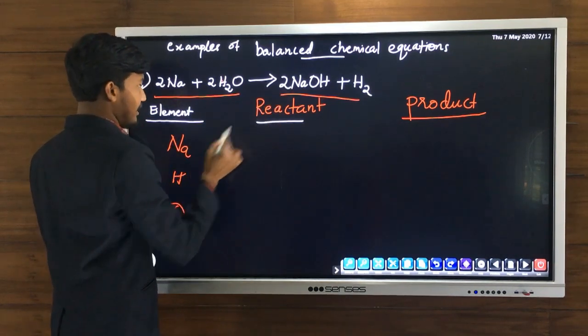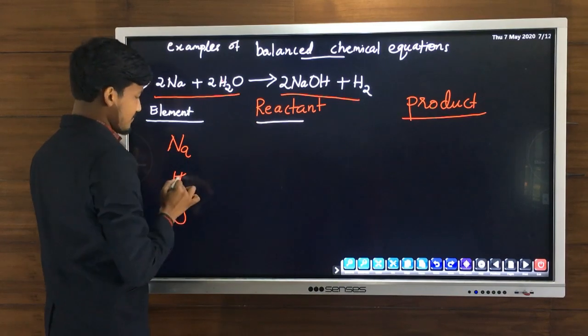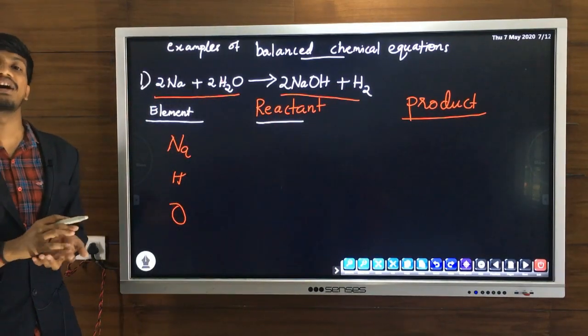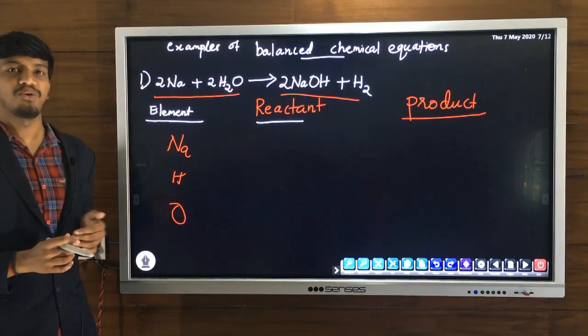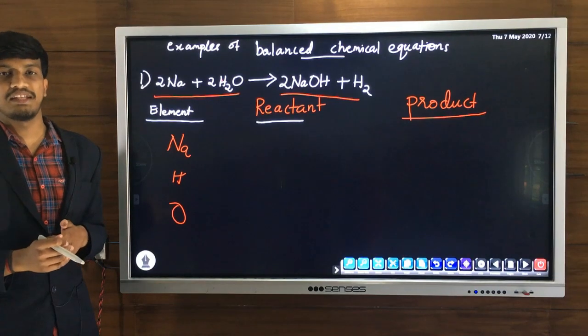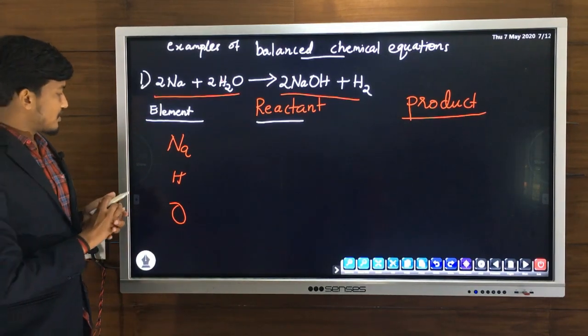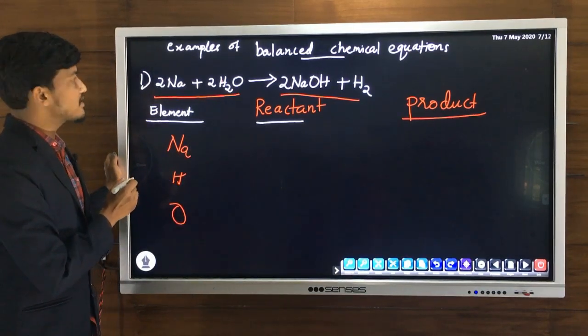Na we have taken, then O we have written, then H is here, then again H we have taken. So these are the three different atoms present in this equation: Na, H and O. Now we will count the atoms on both the reactant and product side. First of all we have to consider Na, the number of Na atoms on the reactant side.